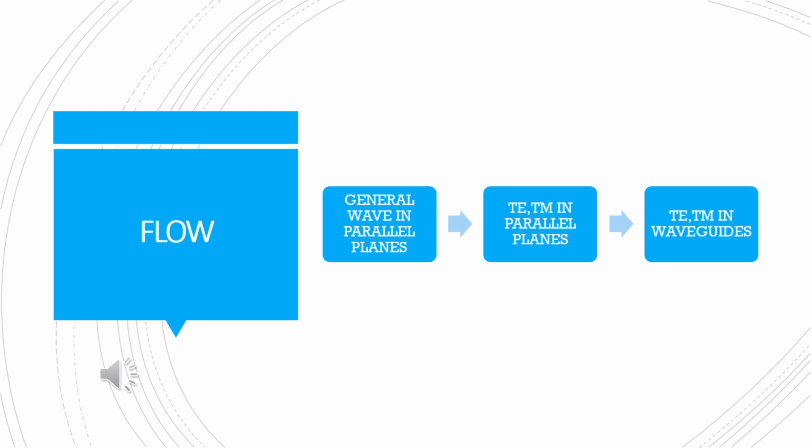So let us start by first seeing how the unit flows. At the beginning of the unit, we are going to consider parallel planes through which the waves are going to travel. That will be followed by the propagation of TE and TM waves in parallel planes. These two topics cover the first half of Unit 4. Followed by the two topics, we are going to see how the two waves TE and TM propagate through a rectangular waveguide as well as a circular waveguide.